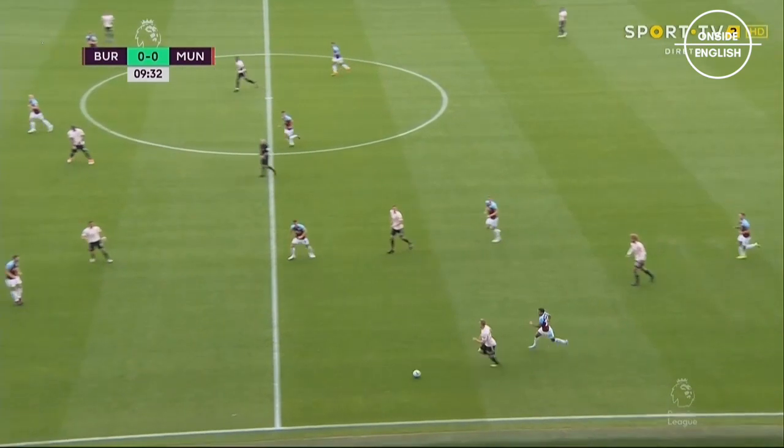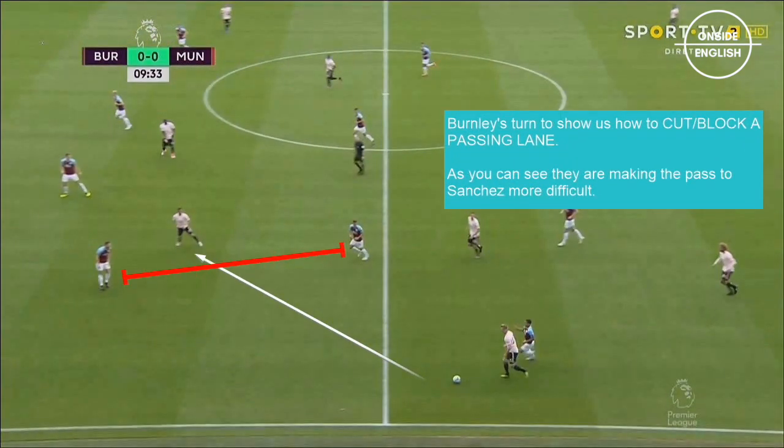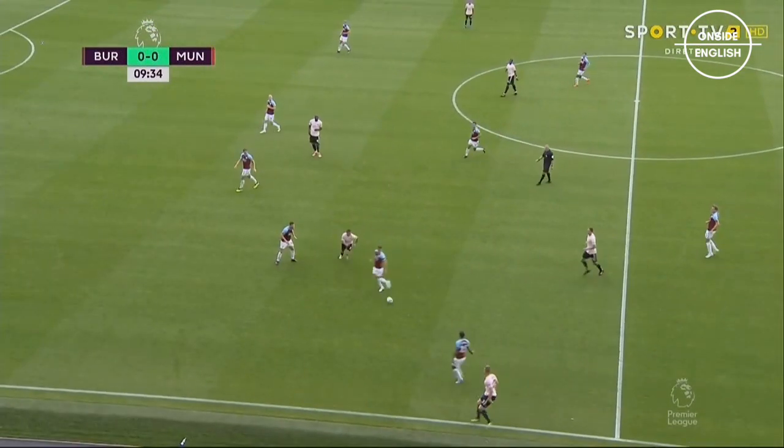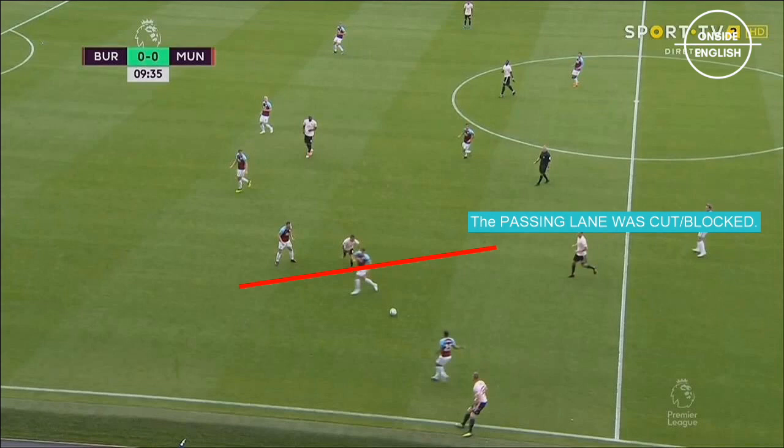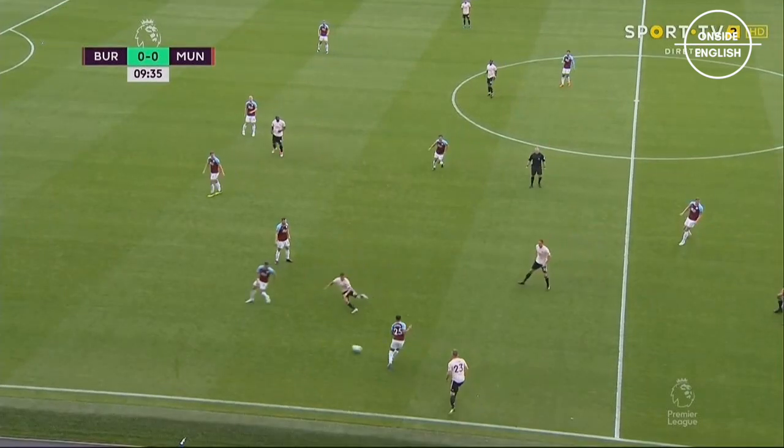Now it's Burnley's turn to show us how to cut or block a passing lane. As you'll see in this example, they are making the pass to Sanchez more difficult. So both Burnley defenders here, either side of the red line, are going to close that space so the passing lane is no longer possible. And as the ball comes in, the passing lane has been cut or blocked, and Burnley regain possession.